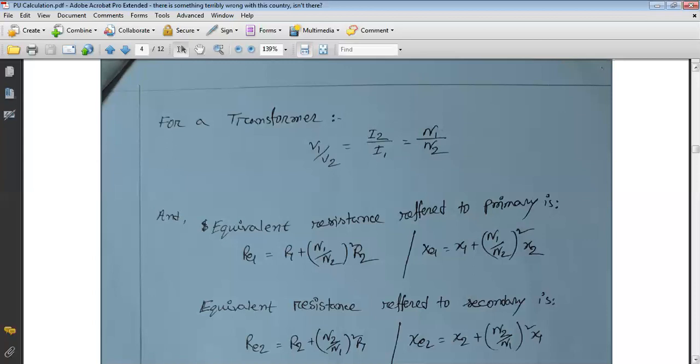So this is the equation. So these are the topics I just recalled from my previous lecture.